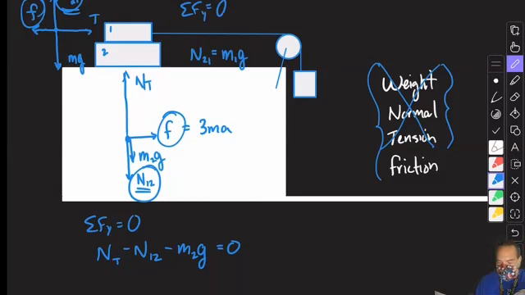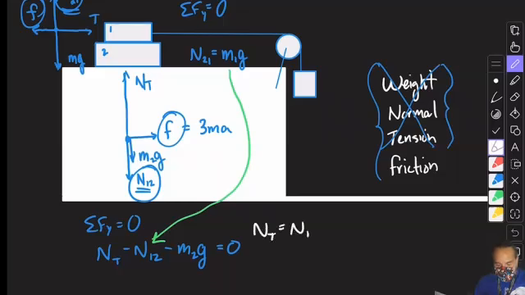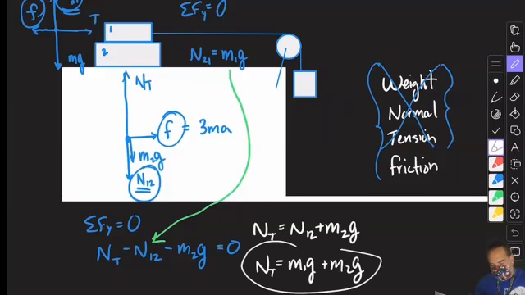Now, I'm bringing that up because these two forces have to be the same size. So the normal force from the table has to equal N12 plus m2g, which has to be m1g plus m2g. The normal force of the table supports both blocks. That's just the substitution there.